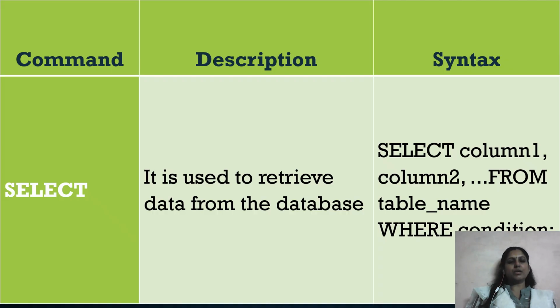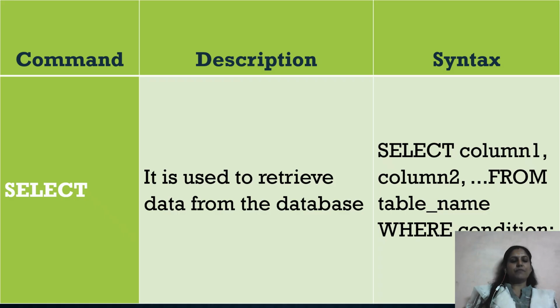The tabular column shows the select command. It is used to retrieve data from the databases. It helps fetch specific data based on the given conditions. So here are some of the examples. Retrieve all records from a table. We can use the query select star from table name. And the next one, retrieve specific columns. If we want to retrieve specific columns, we can write the syntax as select column names, that is column 1, column 2 from the table name.